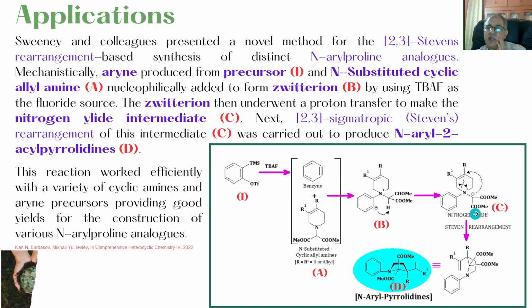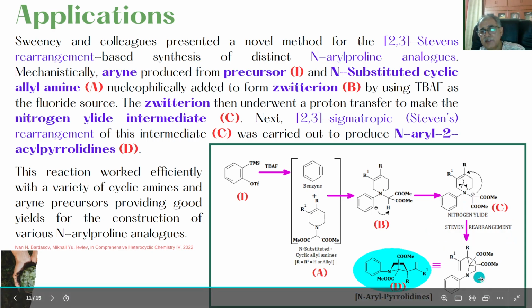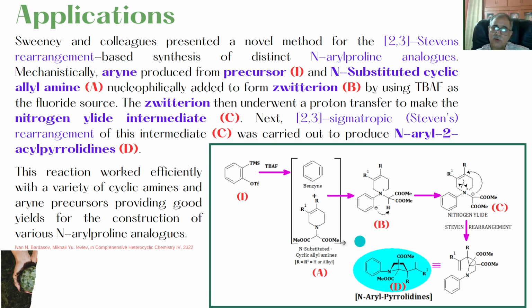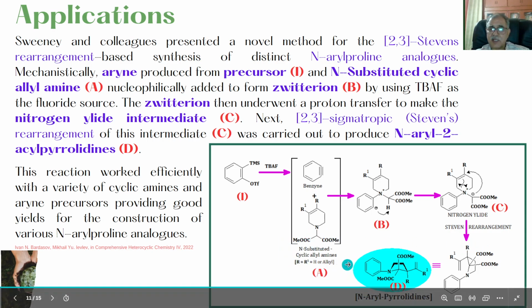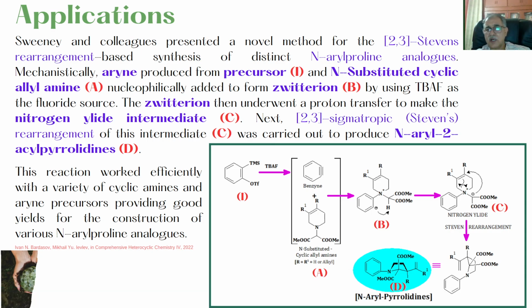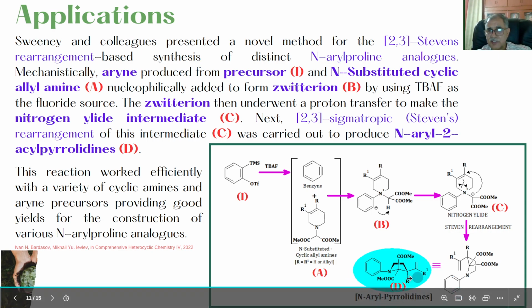And again, by a similar mechanism, this nitrogen ylide through 2,3-sigmatropic Stevens rearrangement will get converted into these types of products, which are N-aryl pyrrolidines. So N-substituted cyclic allylamines through this reaction are converted into N-aryl pyrrolidines.